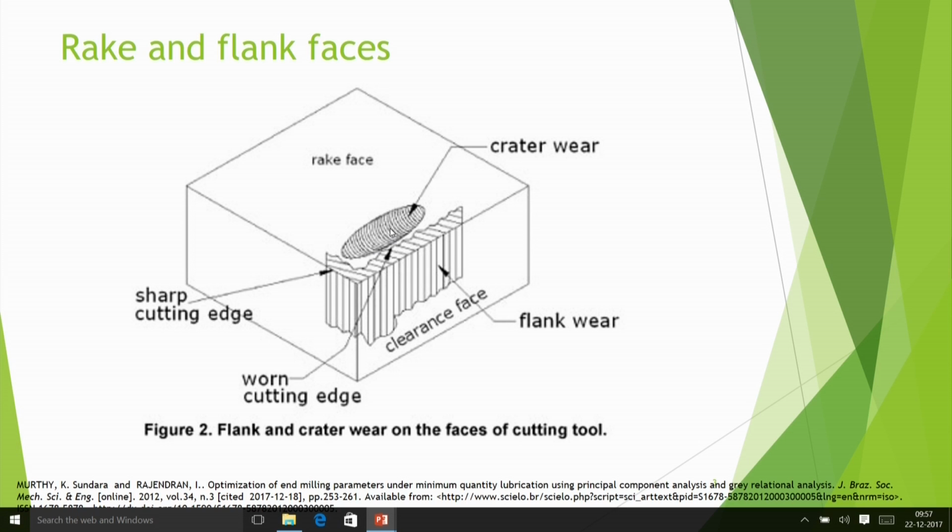So wear phenomena, we will discuss these things in detail, but you are seeing that there is some crater type of wear. Crater means a type of pit you have got on the rake surface. So that type of thing is shown here. And then this surface is the flank face. Also it is called clearance face. So this is clearance face.